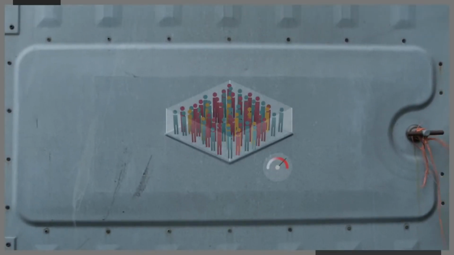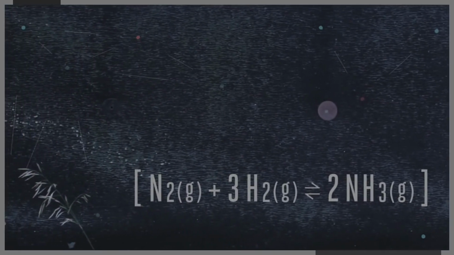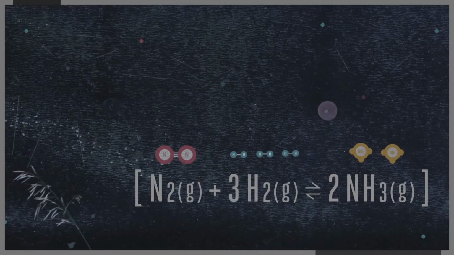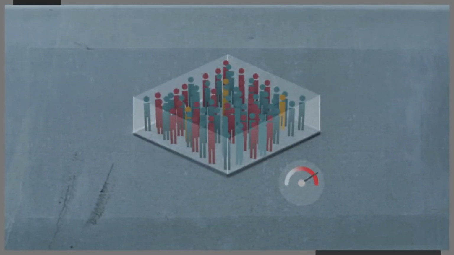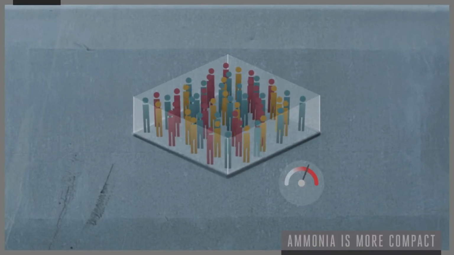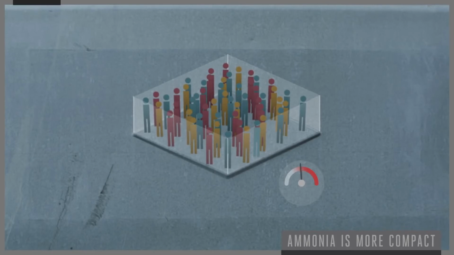It's like being in a crowded room. The more molecules there are, the more pressure there is. If we look back at our equation, we see that on the left-hand side, there are 4 molecules on the left and just 2 on the right. So if we want the room to be less crowded and therefore have less pressure, the system will start combining nitrogen and hydrogen to make the more compact ammonia molecules.